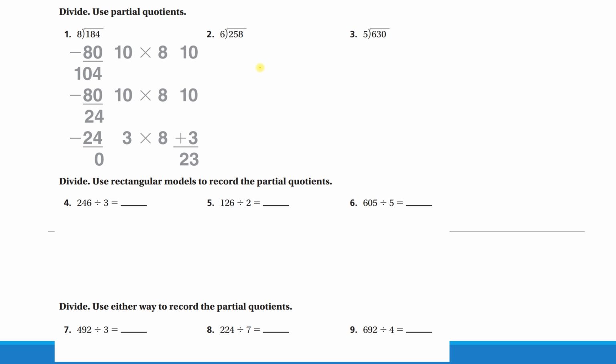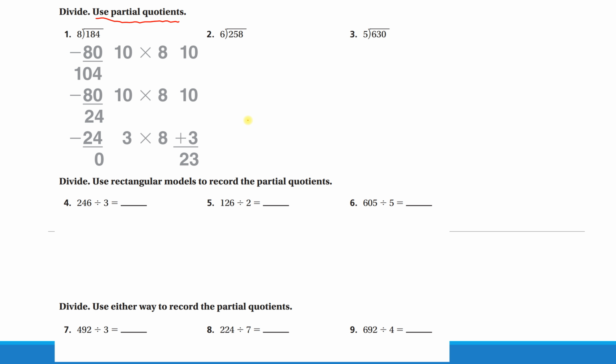Alright, I just wanted to go over a little bit of the homework now. This is for Chapter 4, Lesson 8, and this is P77 in your small math book, so this is part of the homework. Again, I'm not going to go over every problem, just wanted to talk about the directions and whatnot. Okay, so this says divide, use partial quotients.